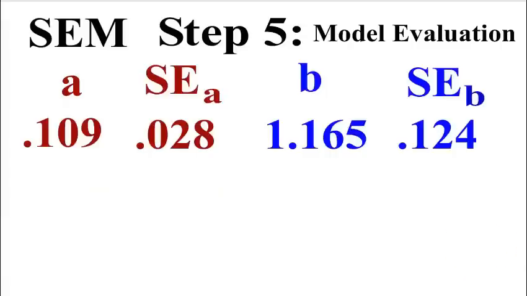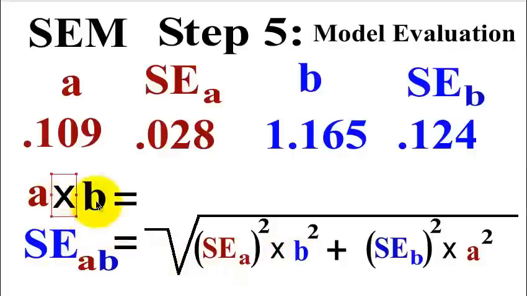And this is what we're going to do with them. We're going to multiply A times B, and then we're going to find the pooled standard error between A and B. So don't let this ugly formula scare you. It's not as bad as it looks. So A times B is simply going to be 0.109 times 1.165, and that comes out to be 0.127.